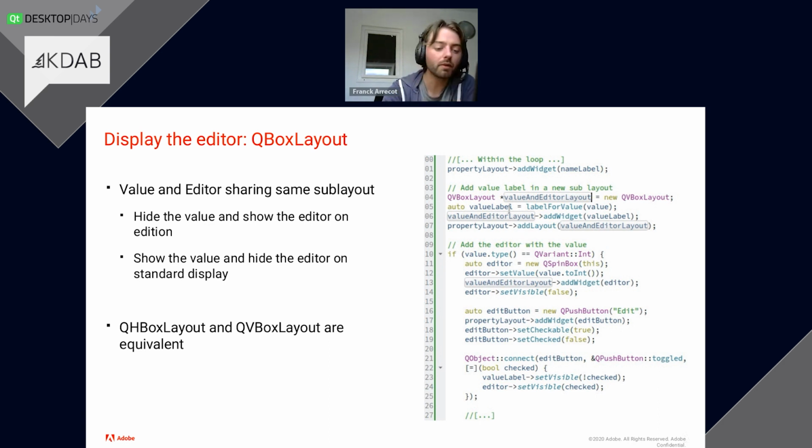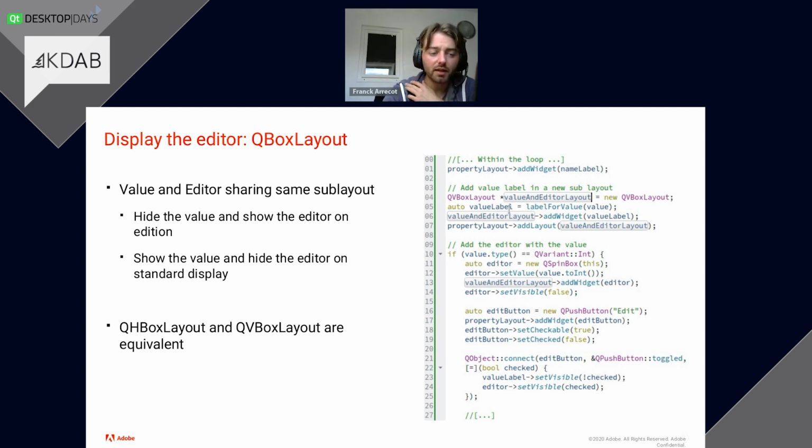And what is this code doing? When the button is clicked, it passes its state. Is it checked or not? Depending on if it's checked, we're doing one thing or another. If it's checked, then we are entering the editor mode, and the editor would be visible and the value label would be hidden, and vice versa. So that's the logic to switch and have only one visible at a time.